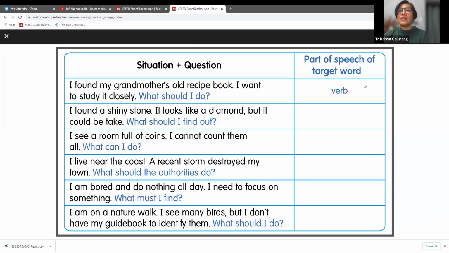So I have different situations here. The first thing I want us to do is to read each one and figure out what part of speech we are looking for. What kind of word are we looking for? For example, the first one says, I found my grandmother's old recipe book. I want to study it closely. What should I do? If I look at the sentence, what is it asking me to do?